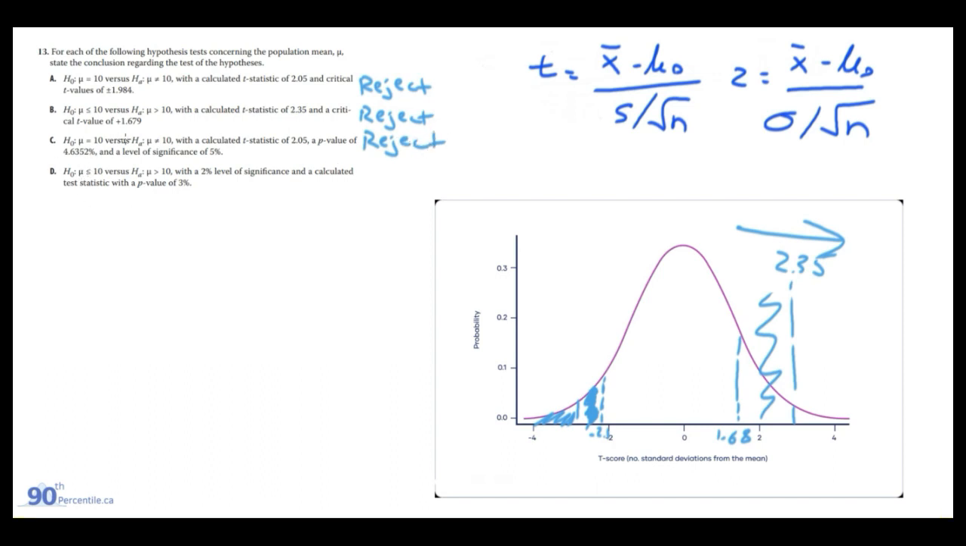For D, we have a null that the mean is less than or equal to 10 versus the alternative that it is greater than 10. We have a 2% level of significance and a calculated test statistic with a p-value of 3%. So here the p-value is greater than the significance level, which means that we do not have enough proof to reject the null. So we do not reject. Just the exact opposite of C. Hope that cleared it up.